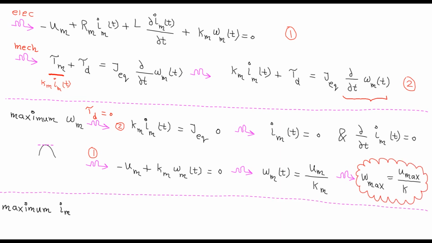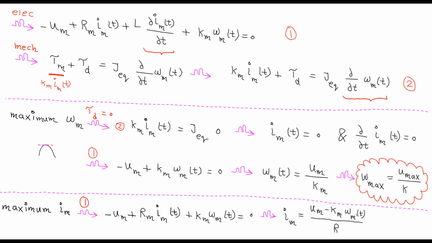Now let's find the maximum current. In this case, the derivative of current must be zero as we are at the maximum point. So equation 1 can be simplified like this. And if we solve it for Im, we get this. The maximum current is reached when the second term is zero as it's subtracted from Um. This term becomes zero when the angular velocity is zero, i.e. at the very beginning or when the shaft is held stationary. So here is the maximum current.